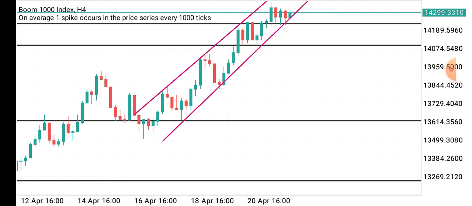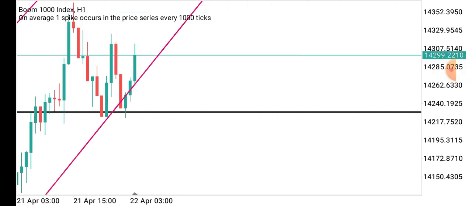Now let's go down to the 1 hourly time frame to still find out more key levels to mark.